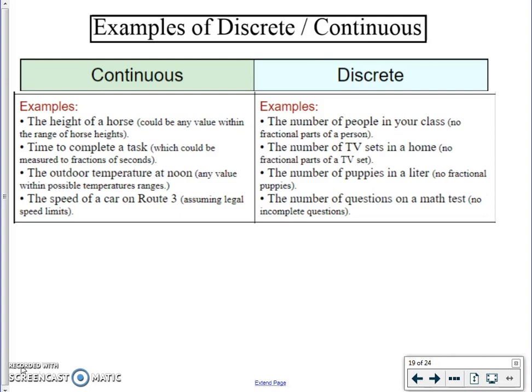In discrete, though, you'll notice the examples. Number of people in your class. You don't have fractional parts of a person. That would be kind of weird. The number of TV sets in a house. Again, you can't have parts, 7/10 of a television or 0.6 televisions. I mean, what is that?